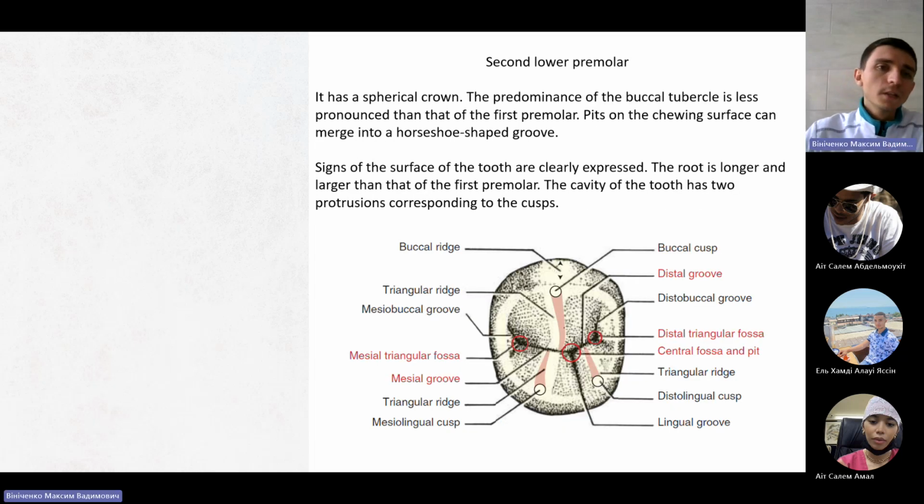Second lower premolar. It has a spherical crown. The prominence of the buccal tubercle is less pronounced than that of the first premolar. Pits on the chewing surface can merge into a horseshoe-shaped groove. Signs of the surface of the tooth are clearly expressed. The root is longer and larger than that of the first premolar. The cavity of the tooth has two protrusions corresponding to the cusps.